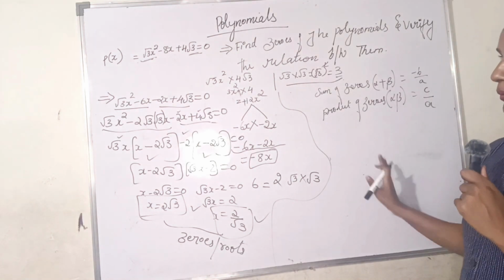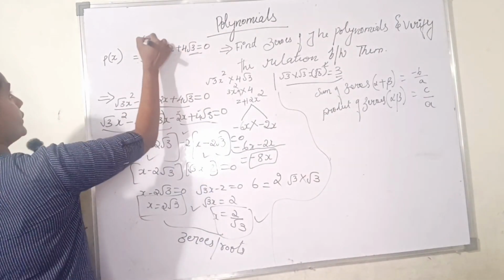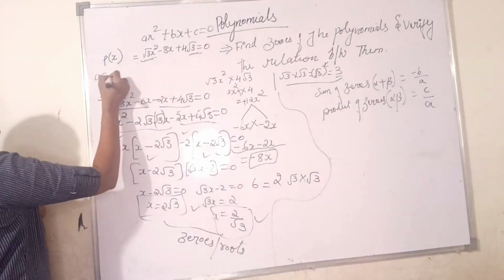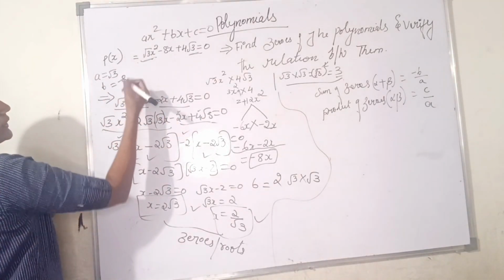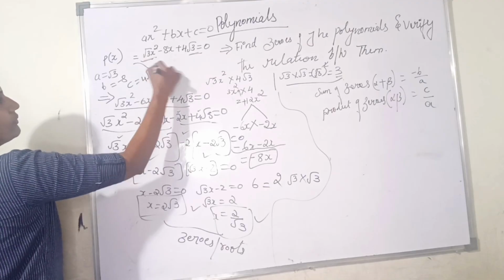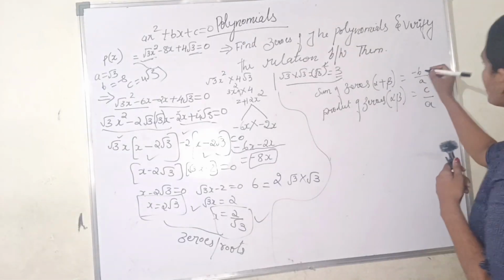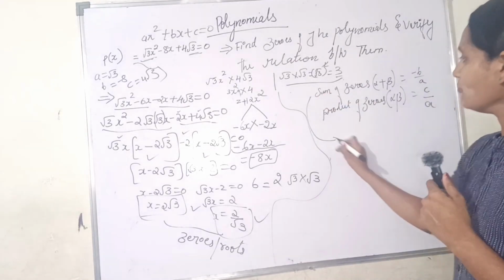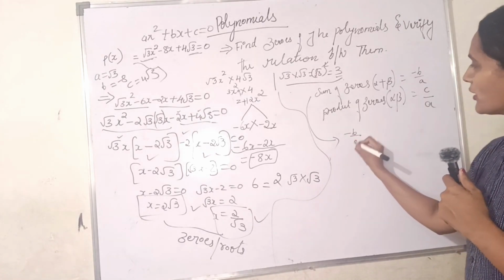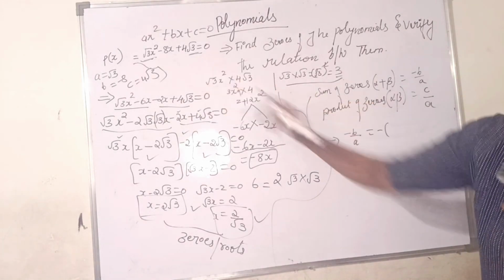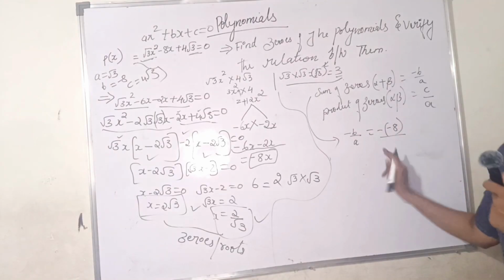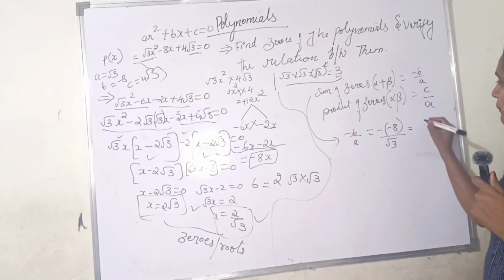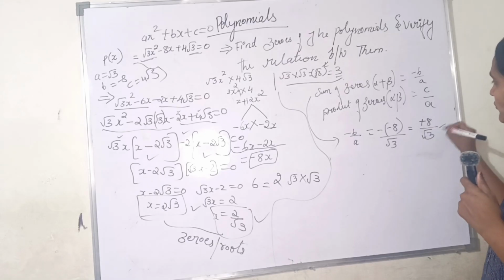We will solve this. What is the b value? Just we will write here the standard equation, ax square plus bx plus c equal to 0. What is the a value? Root 3. What is the b value? Minus 8. What is the c value? 4 root 3. So we will start substituting these values here. Minus b by a is equal to minus, b value is minus 8, divided by a value, root 3. So minus into minus is plus. So plus 8 by root 3 is the sum value.